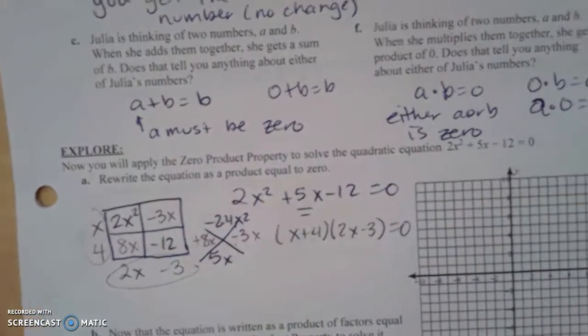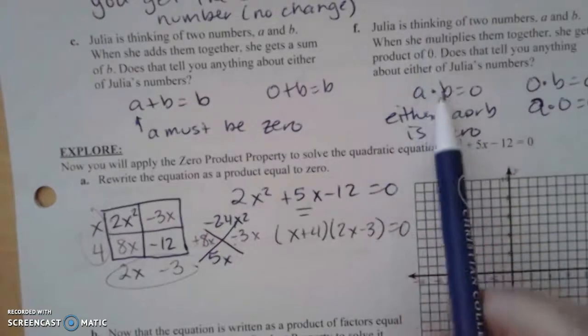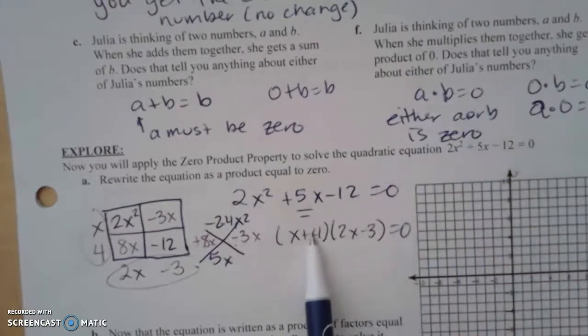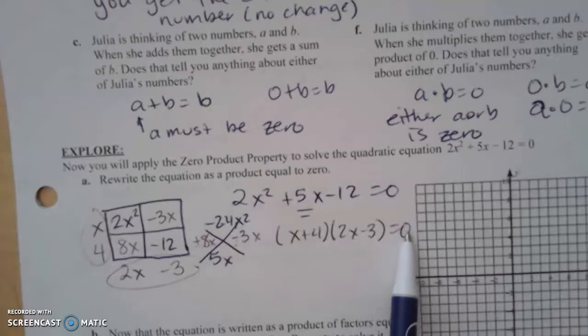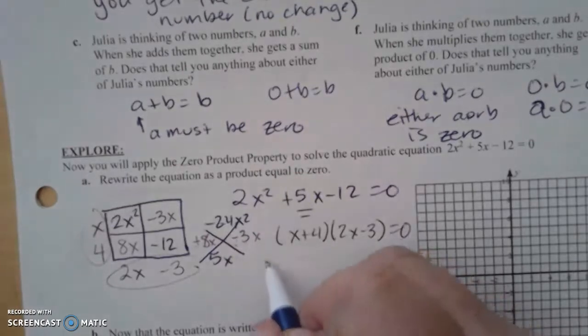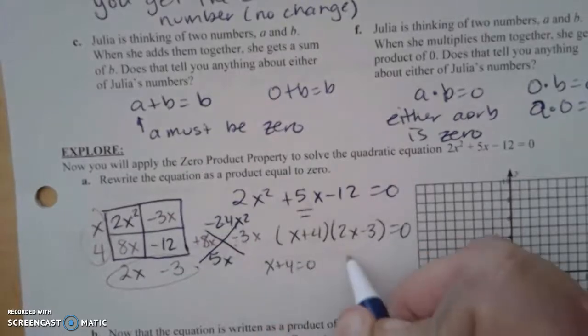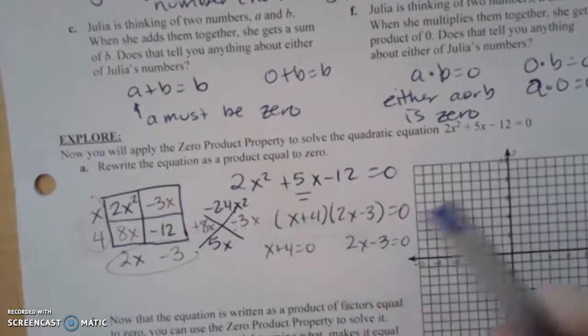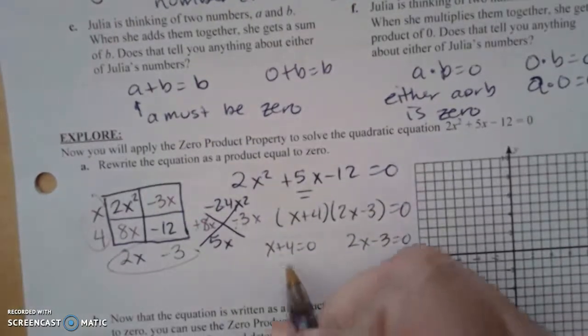Now here we are at our zero product rule. Remember Julie back here in this problem? She was thinking of two numbers and they multiplied to equal 0. So here are two terms right here, x plus 4 and 2x minus 3, and we multiply them to equal 0. And so that means one of them has to be 0. That means either x plus 4 equals 0 or 2x minus 3 equals 0. So we have to solve each of those problems.